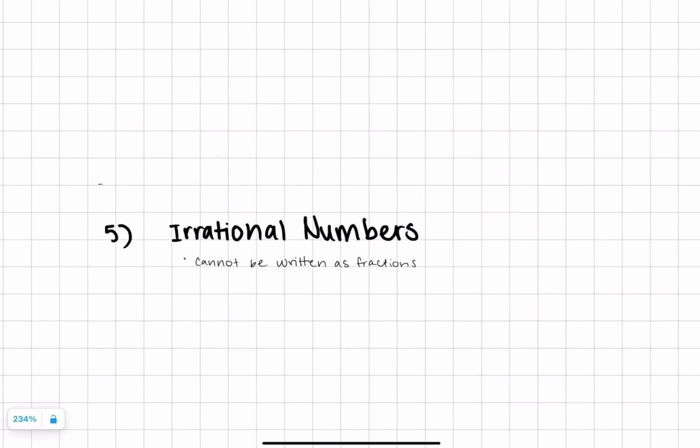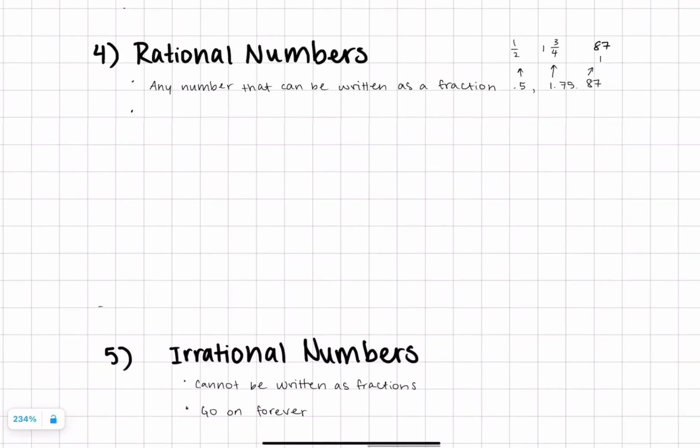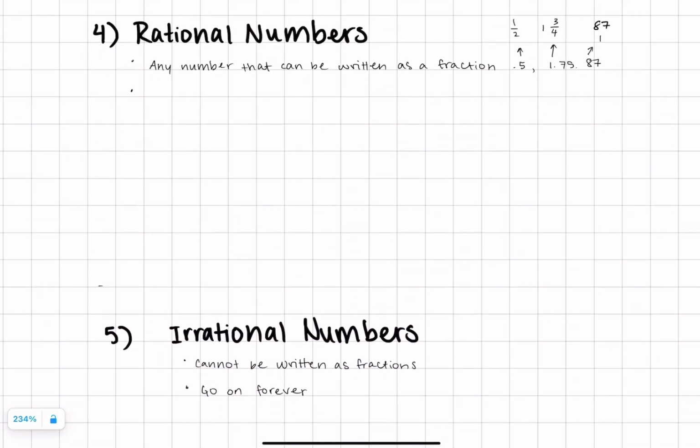So the next rule is that these numbers go on forever. And so do rational numbers. So going on to our second rule for rational numbers, these numbers go on forever as well. So how do you tell which one it is? Well, the difference between rational and irrational numbers is that rational numbers go on forever with a pattern.